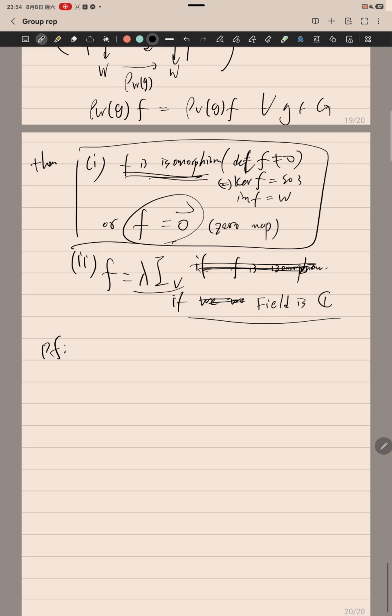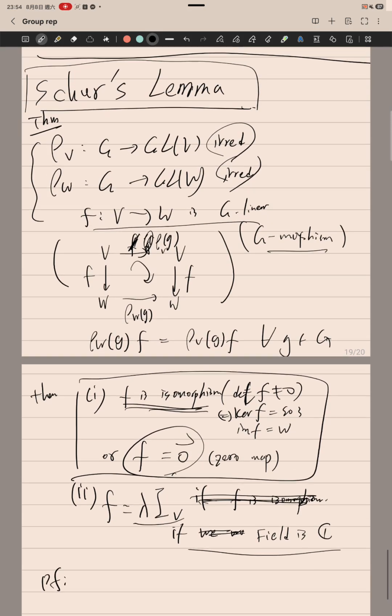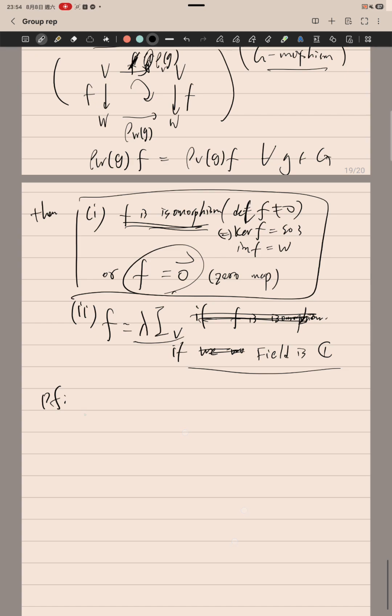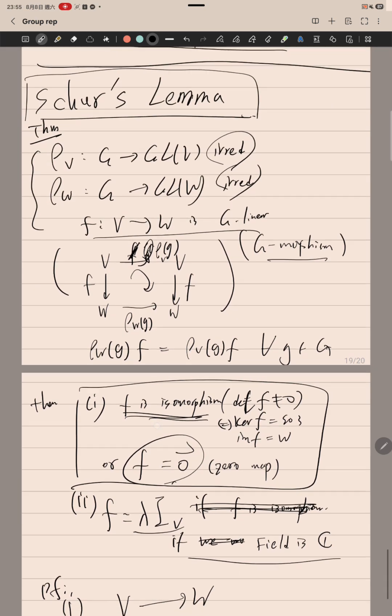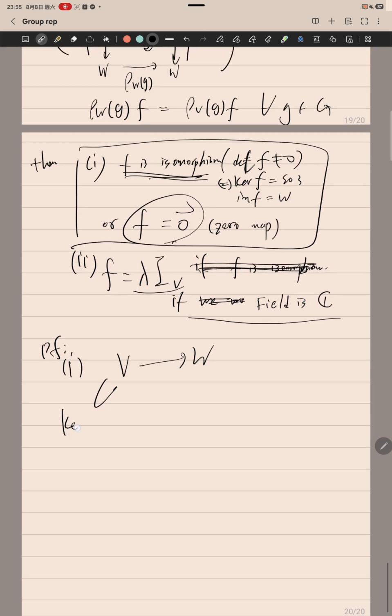Proof. Let's write down the proof. The proof is very simple. Proof of the first part: this is V and W. By the previous results on the property of G-linear maps, we know that the kernel of f is G-invariant. And by the way, the image of f is also G-invariant.